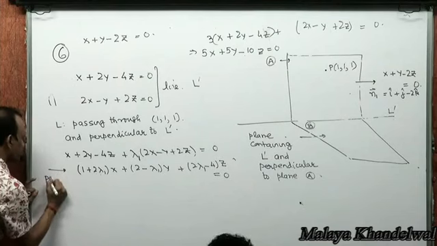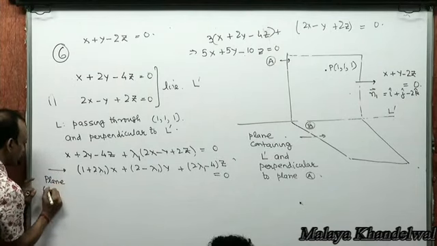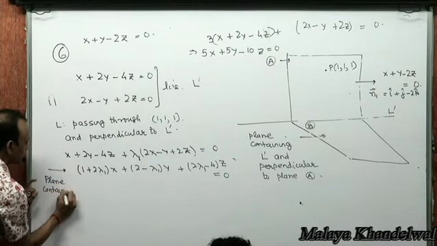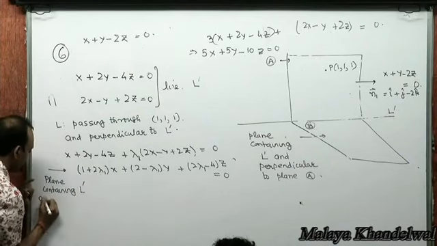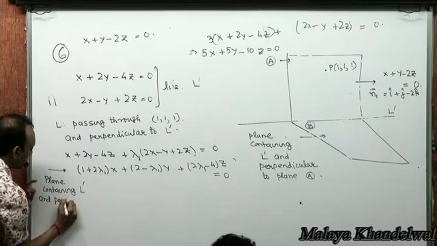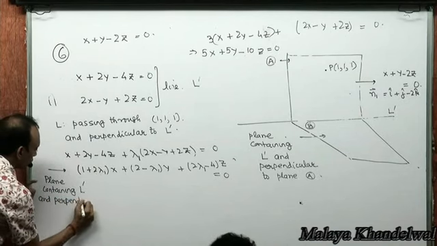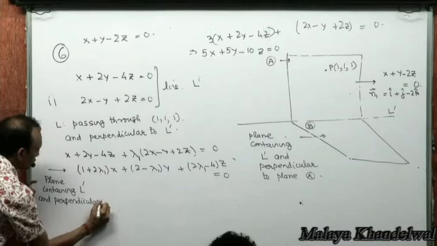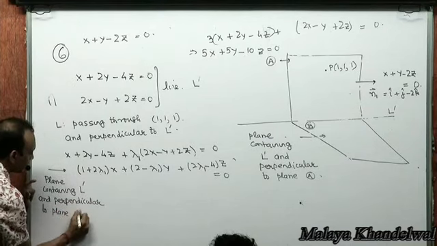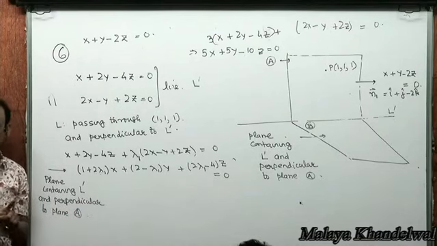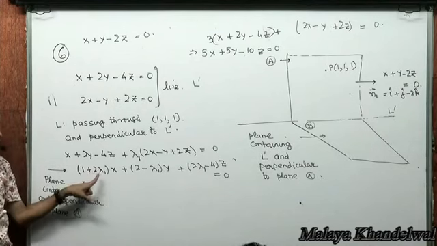This is a plane containing L prime and perpendicular to plane A. What's the normal to this plane?